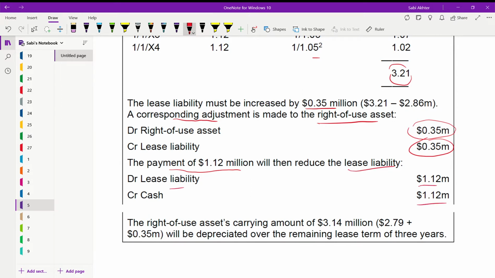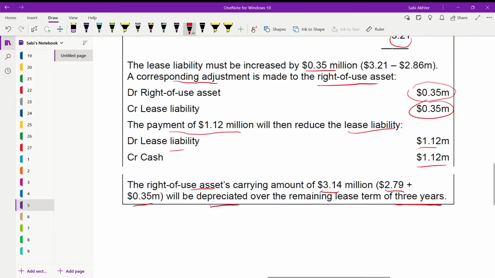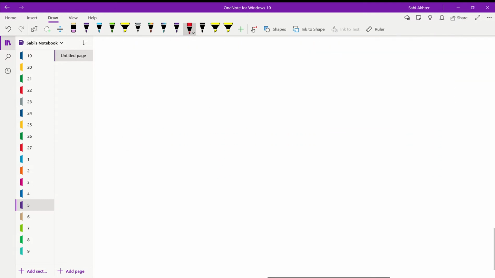Now, the right of use asset has to be depreciated. Remember, the carrying amount will be this much. Why? Because before it was 2.79, the closing value of the right of use asset from the previous year. Now this year you have increased it by 0.35. This will be depreciated over the remaining 3 years now, because from 4 years, 1 year went, so 3 years. Okay, now let us go to question 6.